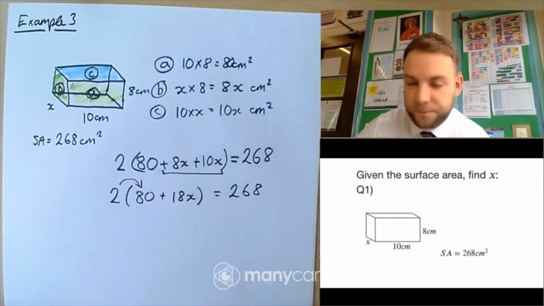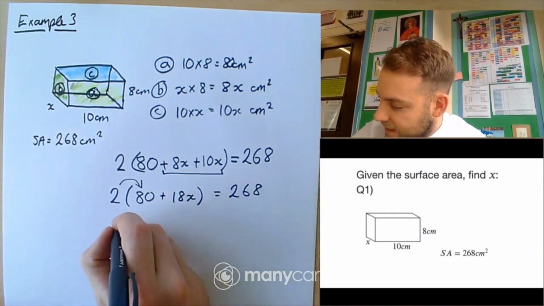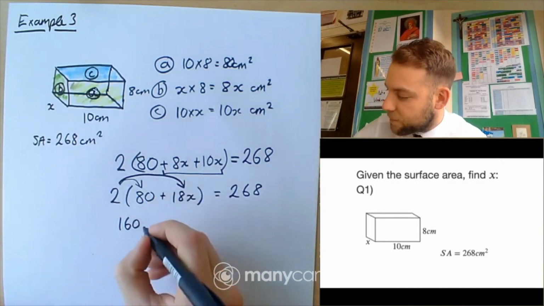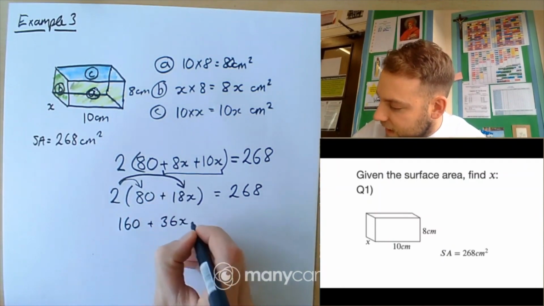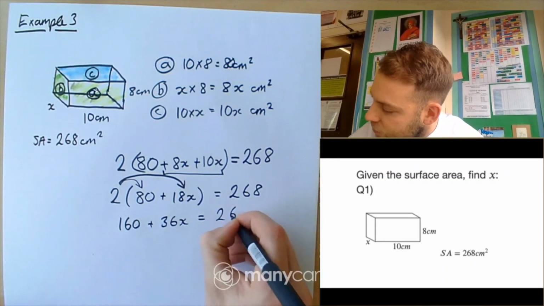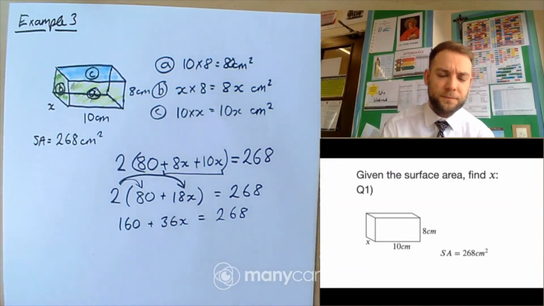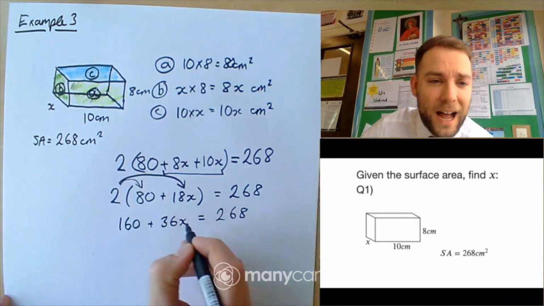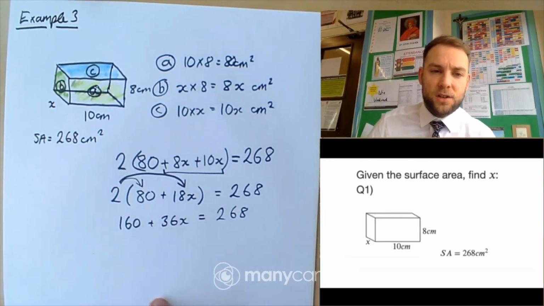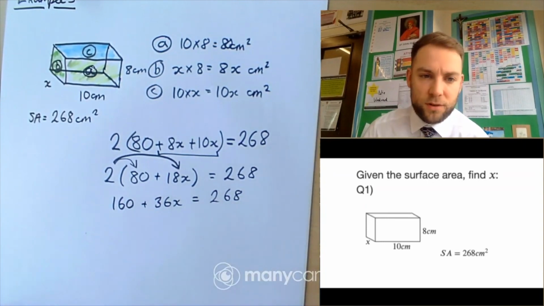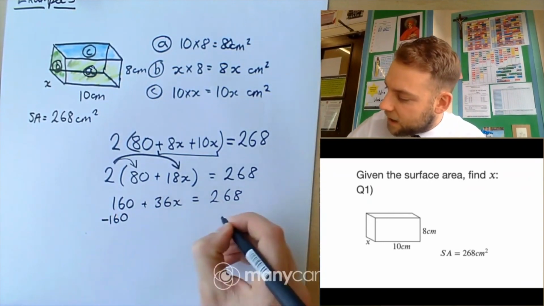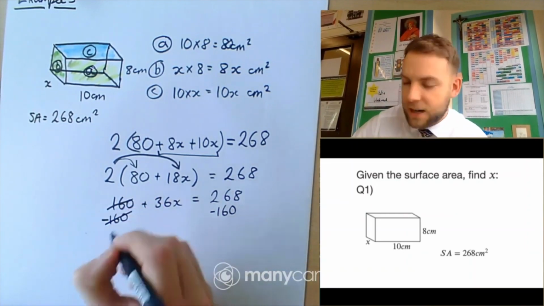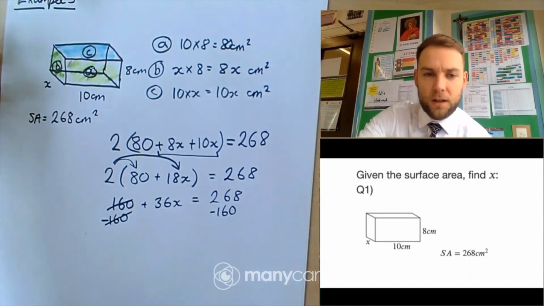I'm going to expand it. So 2 times by 80 is equal to 160. 2 times by 18x is equal to 36x, which is equal to 268. Remember I'm trying to find out what x is, solve to get x. So the first thing I need to do is get rid of this 160, and I do that by minusing it, keeping this balanced, minusing it from both sides. 160 minus 160 is going to mean that's gone.